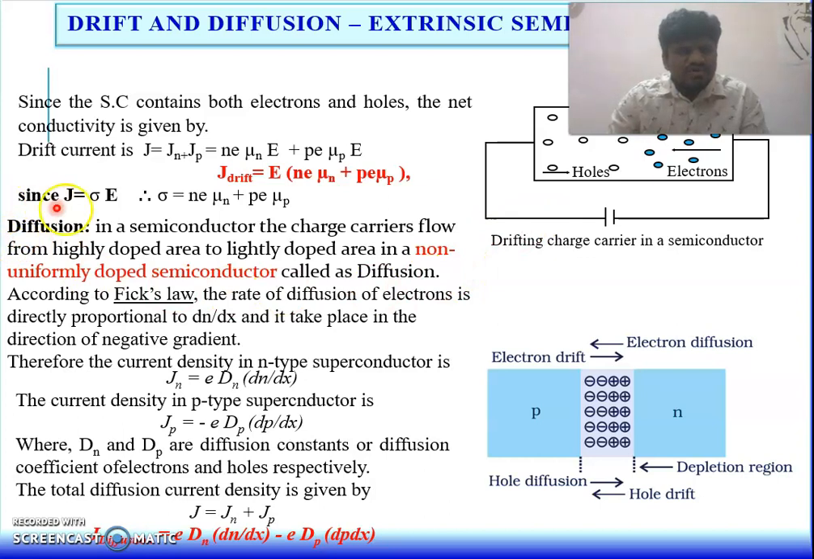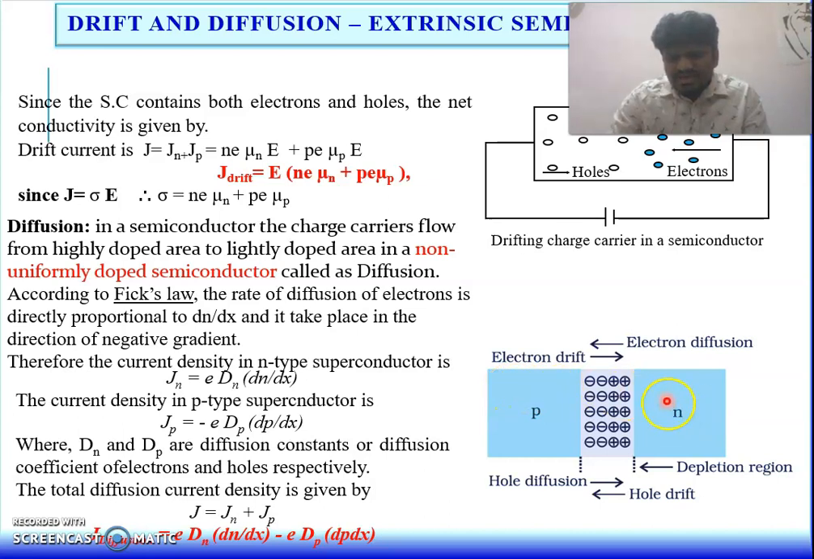But in the case of diffusion, we need not apply any external biasing or voltage. The flow of holes or electrons will be there in the semiconductor due to the non-uniform doping of the semiconductor. Ideally, we can say that a p-type or n-type semiconductor is doped uniformly. But practically, these are not uniformly doped; there is some non-uniformity.